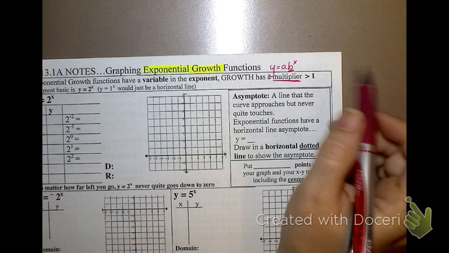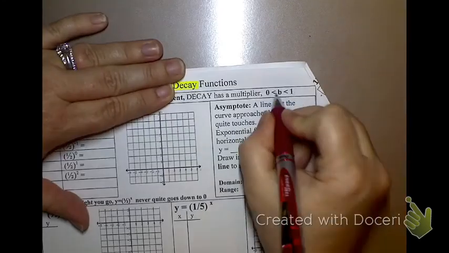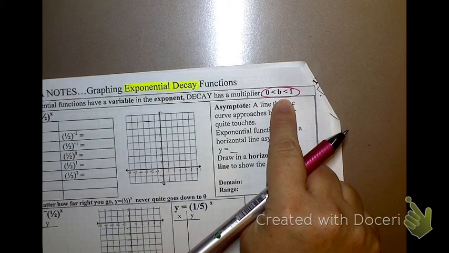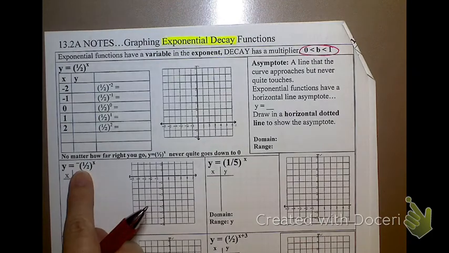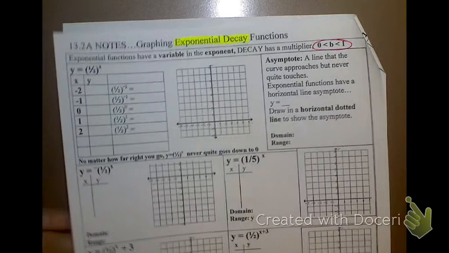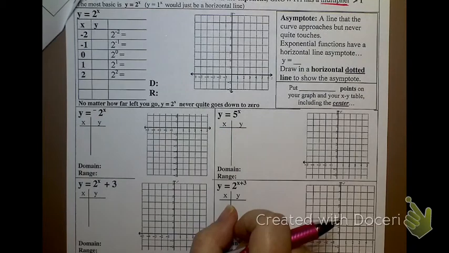Okay? In decay, that B value is not bigger than 1. It's between 0 and 1. So it would most often be something like 1/2 or 1/5, as opposed to on the growth side where we don't use 1/2 and 1/5, we use their reciprocals, which are 2 and 5. That's the only difference other than the way the graphs look, and I'm going to show you the difference between the way the graphs look.